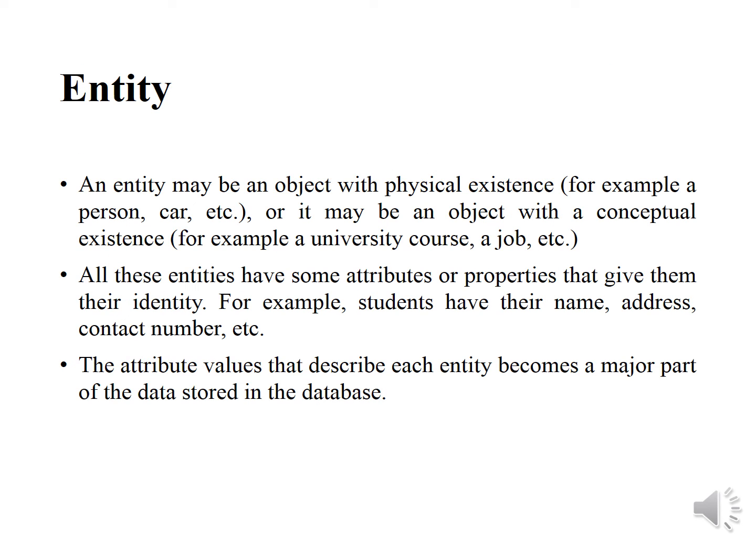The first component of this entity relationship model is entity. An entity may be an object with physical existence, or it may be an object with a conceptual existence. For example, person and car come under the category of physical existence. A university course, a job, etc. come under the category of conceptual existence.